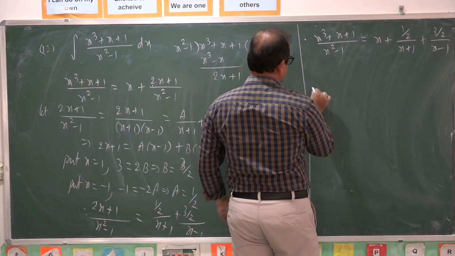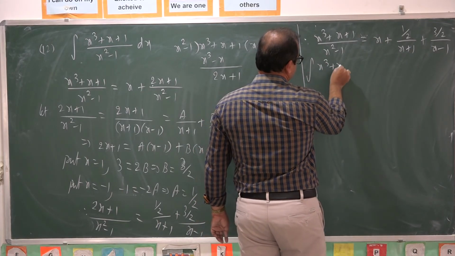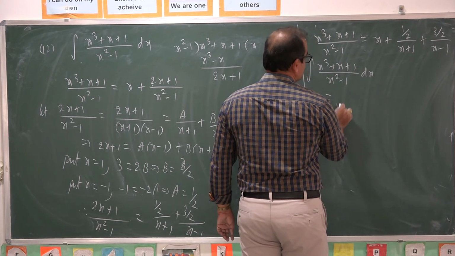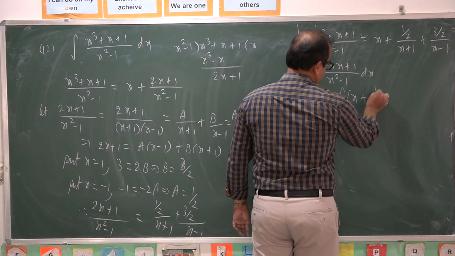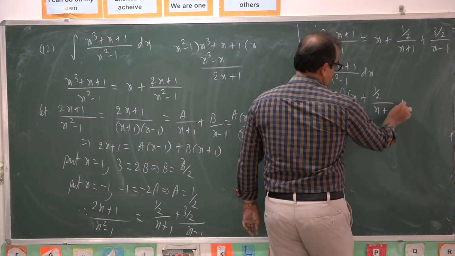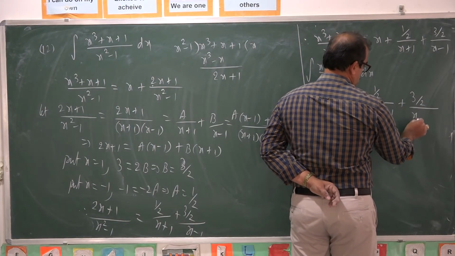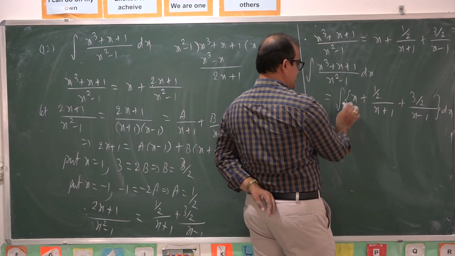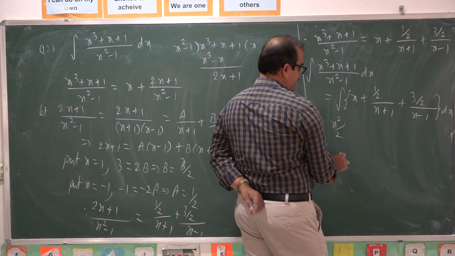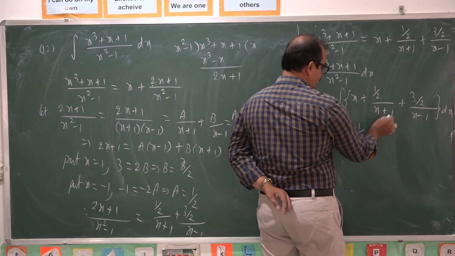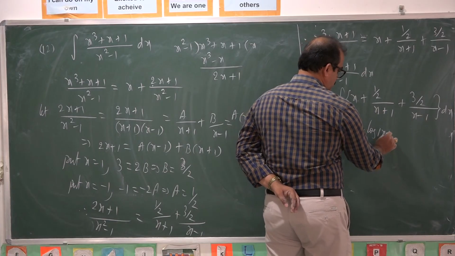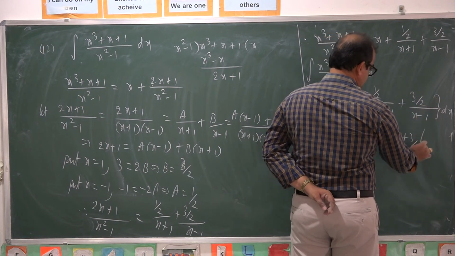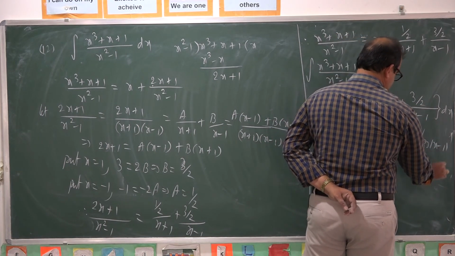Now, integrate both sides. Integral of the left side is equal to the integral of the right side dx. Integrate separately. Integral x dx, x square by 2. 1 by 2 is constant. Integral 1 by x plus 1, log mod x plus 1, plus 3 by 2 into integral 1 by x minus 1, log mod x minus 1, plus c.